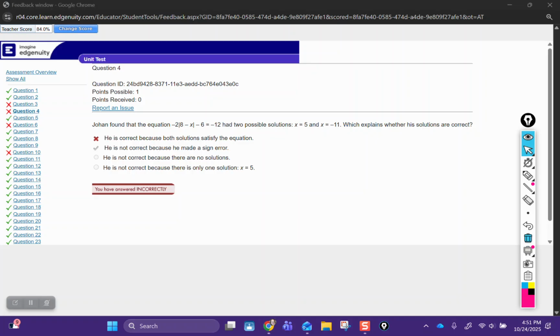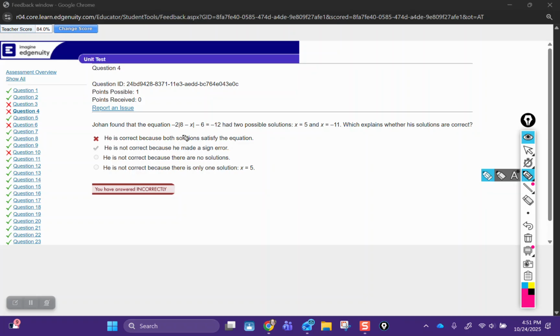Question 4. We've got an equation. He found that it has 2 possible solutions, x equals 5 and x equals -11, which explains whether his solutions are correct. So when we solve absolute value equations, the first thing that we have to do is get that absolute value by itself.